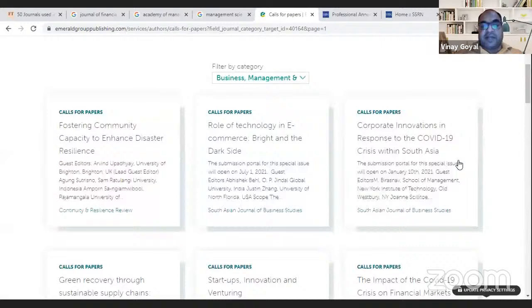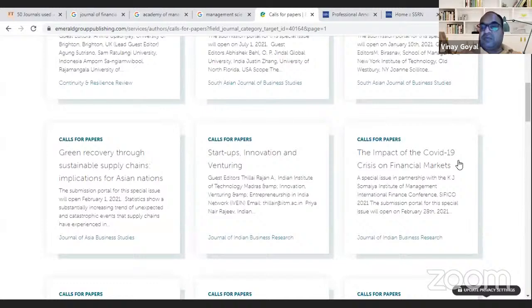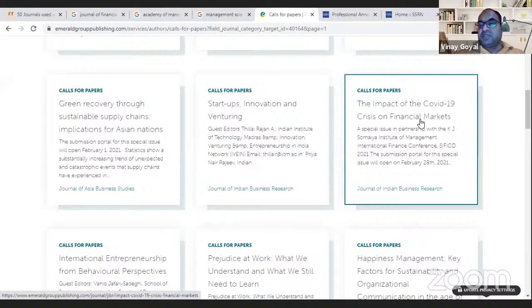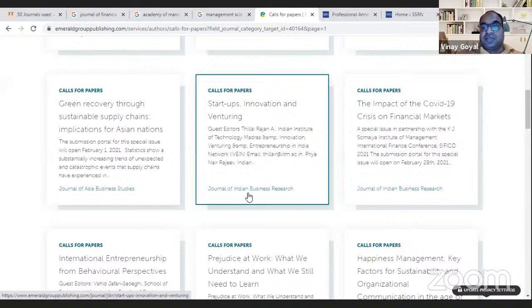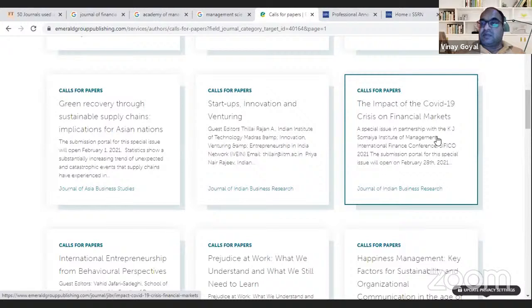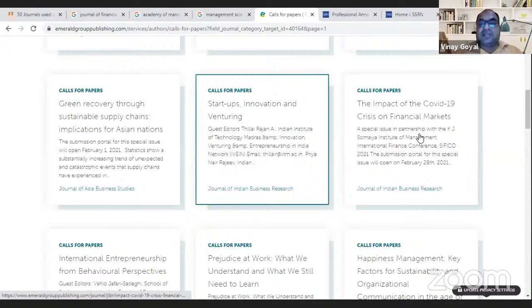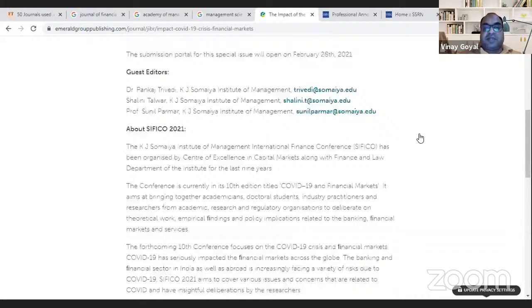So you can visit this website daily and find out what the topics are. Here you can see the impact of COVID-19 crisis on financial markets. Journal of Indian Business Research, Startup Innovation and Venturing. So there are two special issues of the Journal of Indian Business Research coming: Startups Innovation and Venturing, and the impact of COVID-19 crisis on financial markets. If you go through this, suppose I click on the impact of COVID-19 crisis on financial markets, a special issue in partnership with KJ Sumaya, Dr. Pankaj Trivedi, Shashi Talwar.